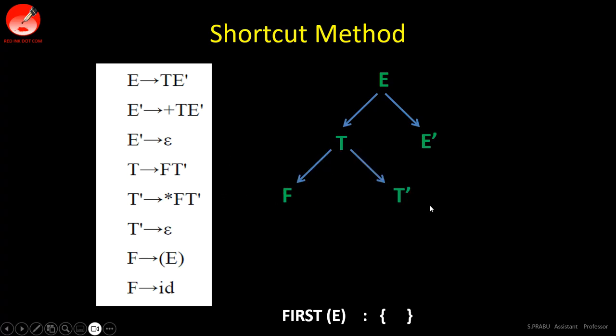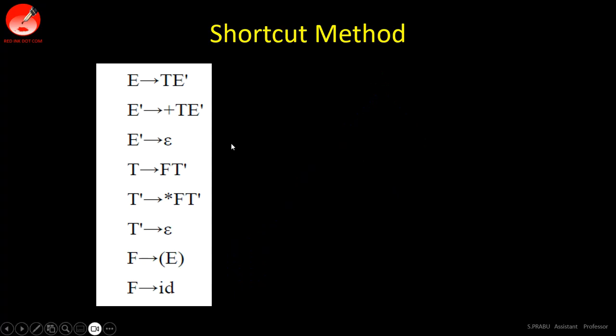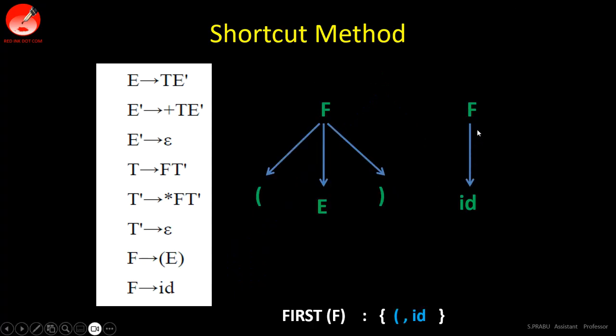So T can be expanded into F T dash. This is the very first element and this is also a non-terminal, so I try to expand this F using these two rules. For the first rule, this is the first element, so I add the open bracket as the FIRST of capital E. And F has another rule, that is ID. So ID is a terminal, so ID is also added as the FIRST of capital E. Keep it in mind, open bracket and ID is the FIRST of capital F, capital T and capital E. If you find the FIRST of capital F, here the first element is open bracket, and here the first element is ID. Both the elements are terminals, so I add these two elements in the FIRST of F.